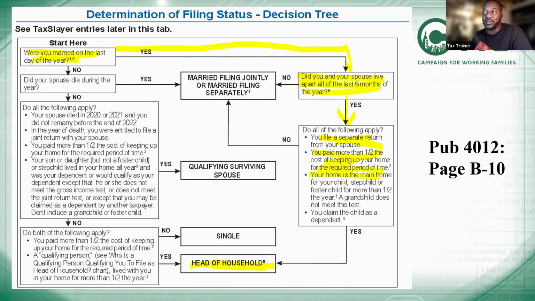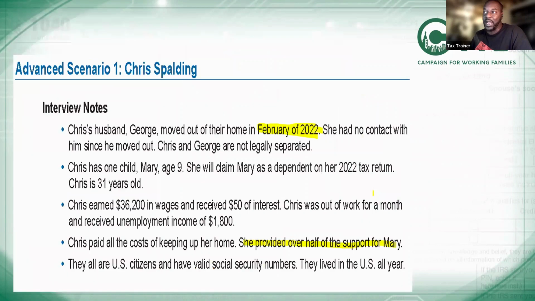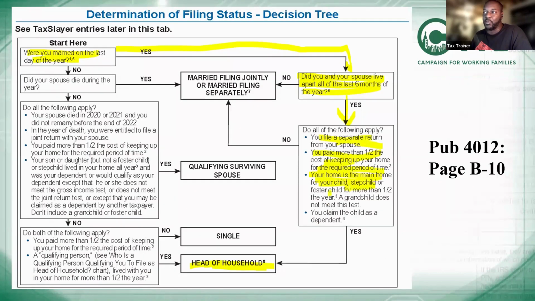And the house is the main home for a child or stepchild. That would be Mary. Mary's my child. So I qualify for head of household because I maintain all of this and I'm going to claim that child. So now I'm head of household.